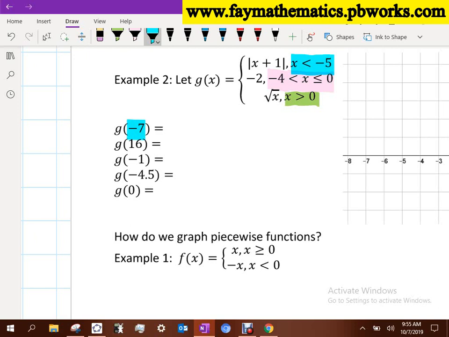Okay? So these tell you, if you have in your evaluating process a value in those domains, that tells you what rule to use. There is an assignment open, not due for a couple days. We'll pick up with this tomorrow.